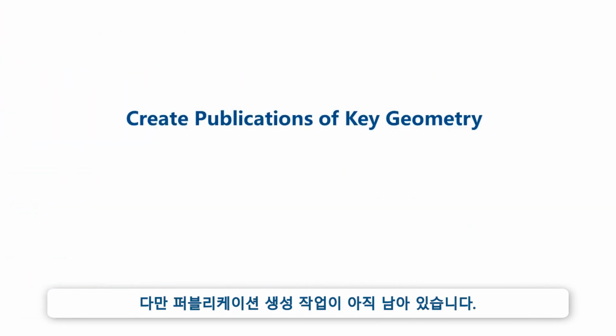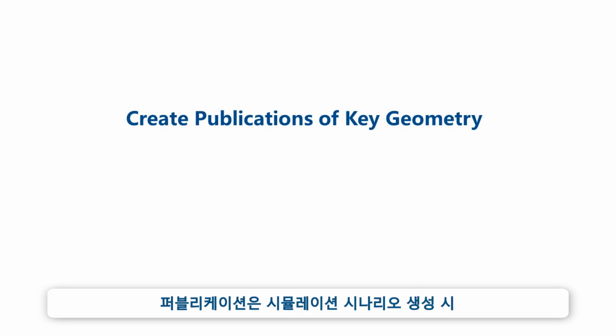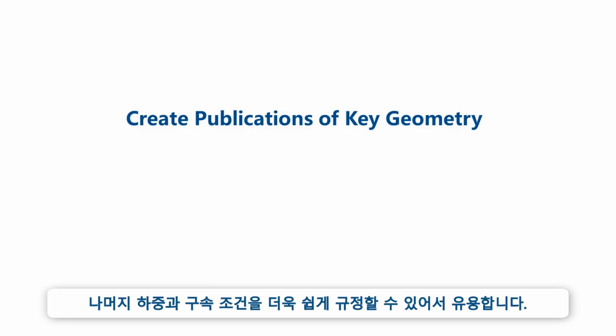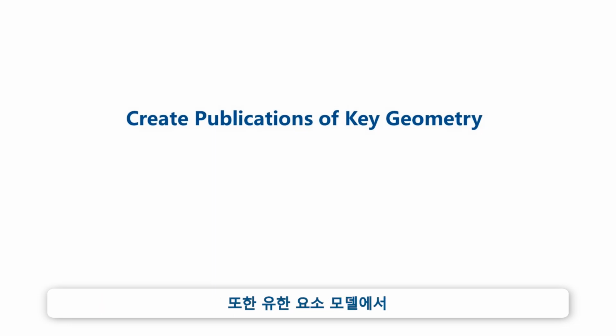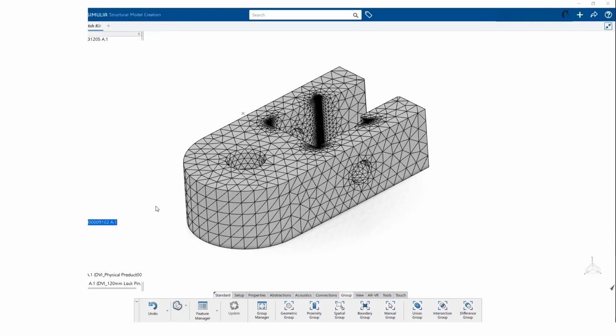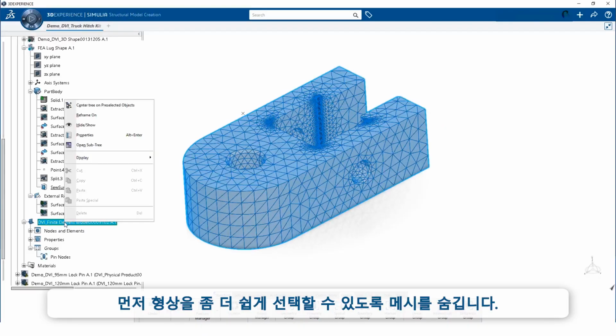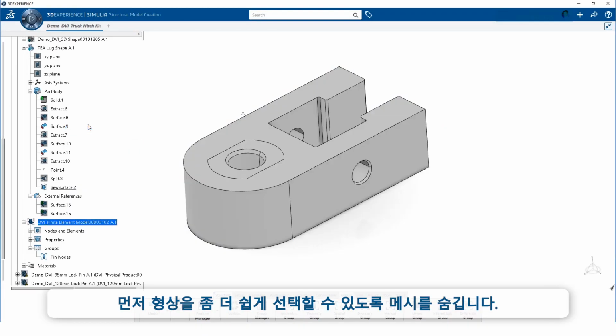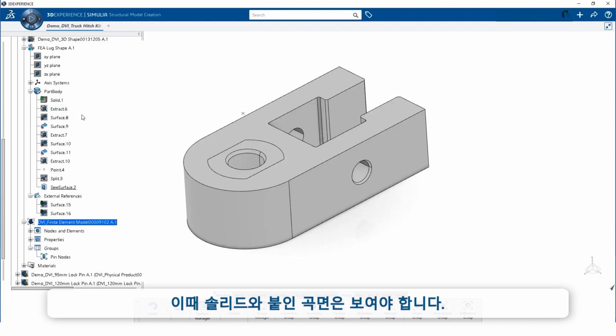However, we also want to create some publications. These publications will make it easier to prescribe the other loads and restraints during creation of the simulation scenario. Publications also can be used to request specific output for specific regions of our finite element model. We start by hiding the mesh so it is easier to select the geometry. And we make sure the solid and the sewed surface are visible.